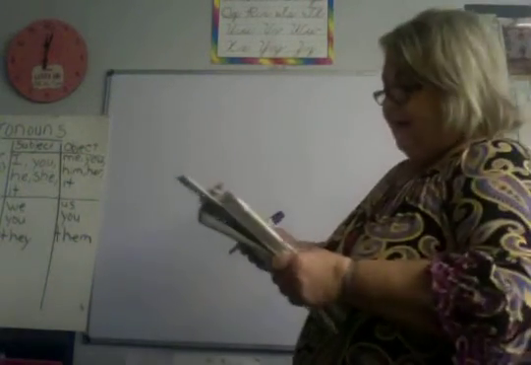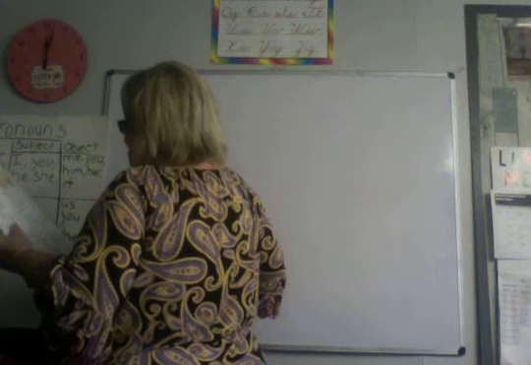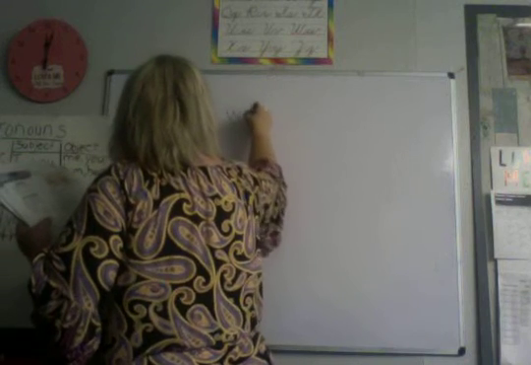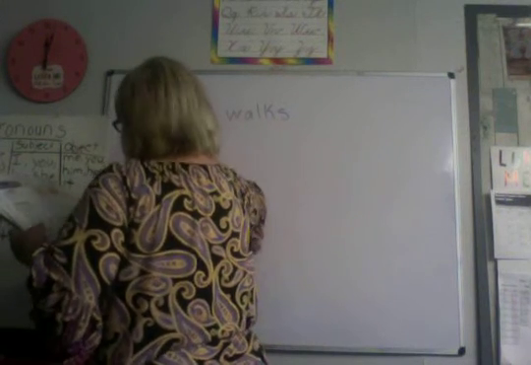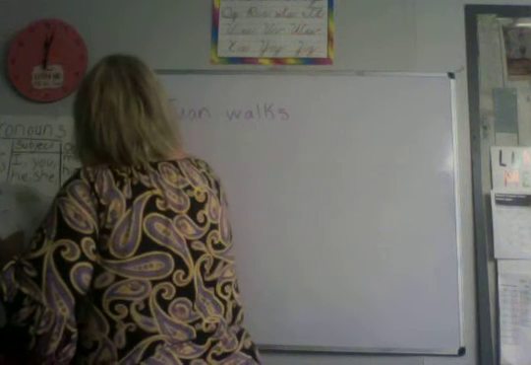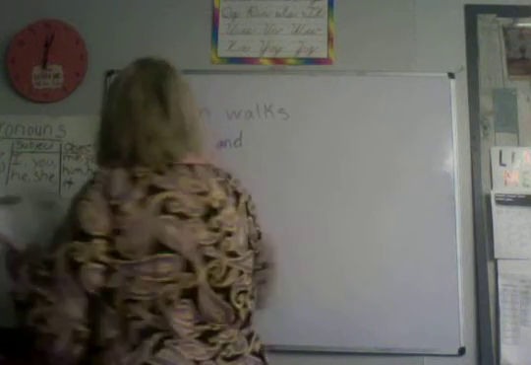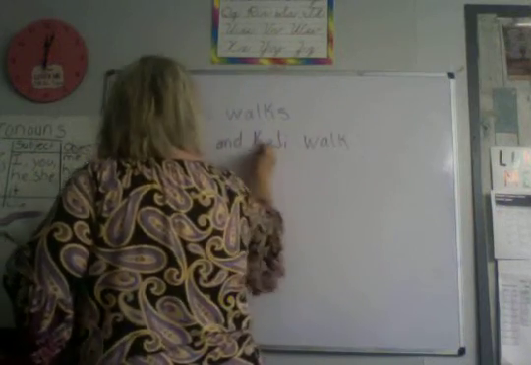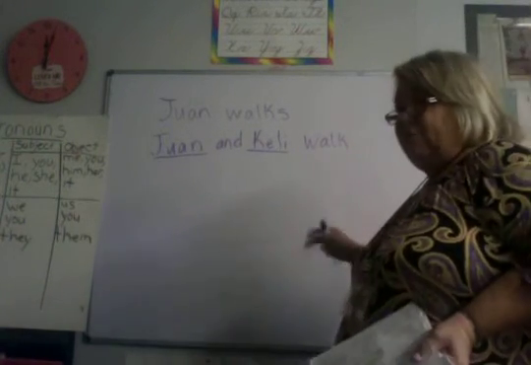If you look at your worksheet on page 275, we can see at the top it says Juan walks. Juan is one guy, and the verb is walks. Juan walks. There's an S on that. Singular, singular. But Juan and Kelly walk. There's two of them now. Juan and Kelly, that's two, that's plural. They walk. So the nouns and the verbs are just the opposite.